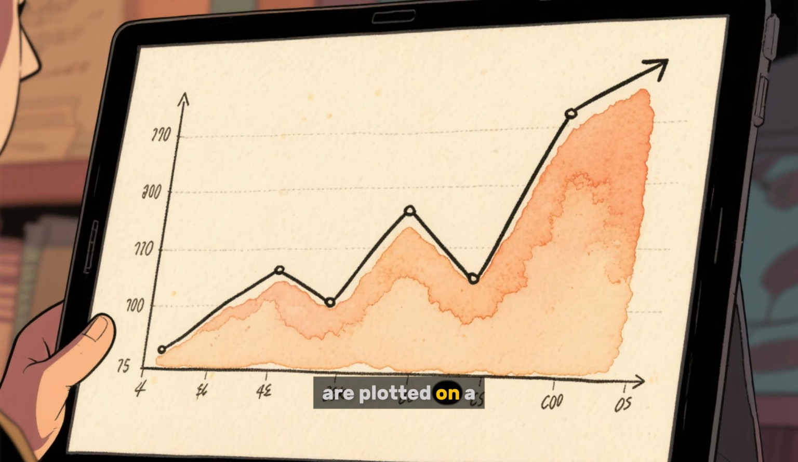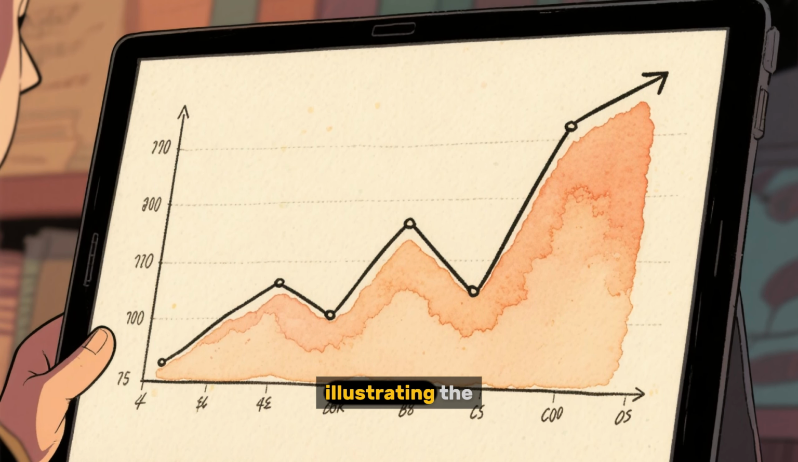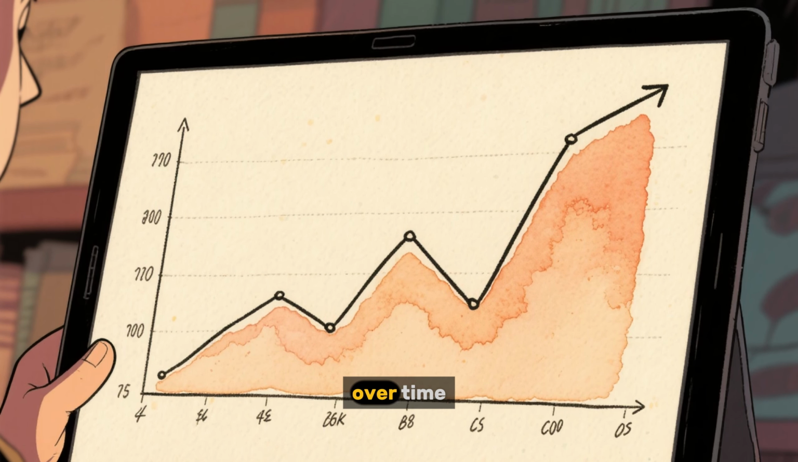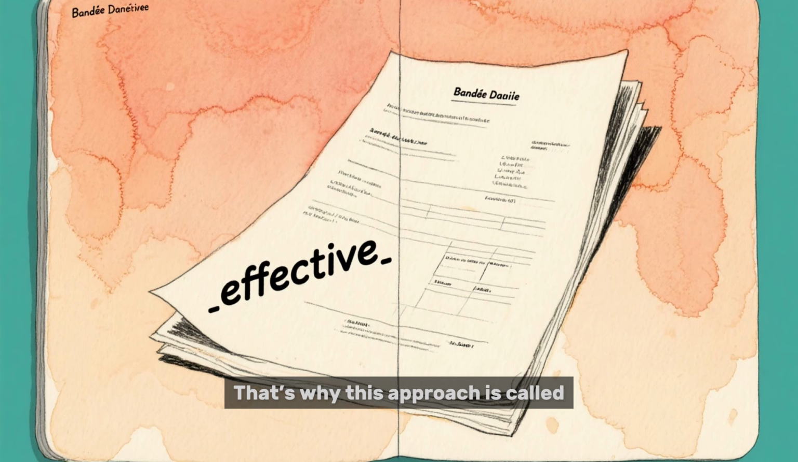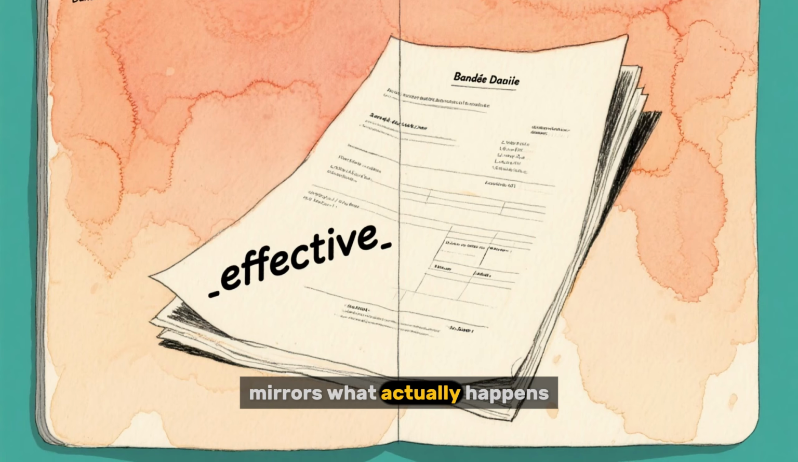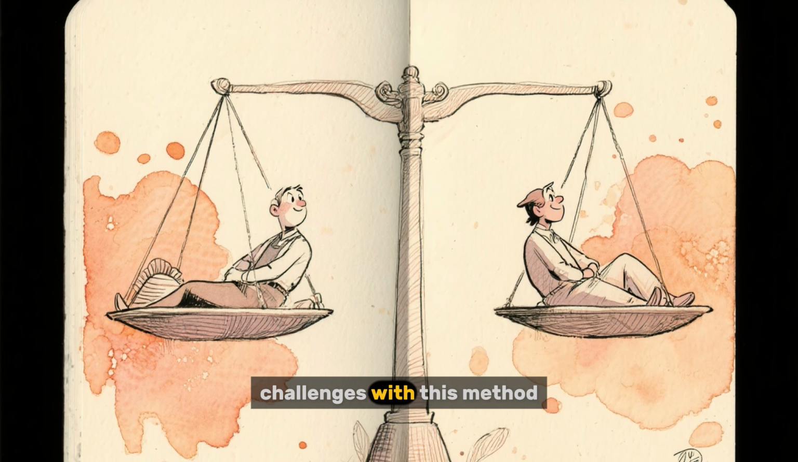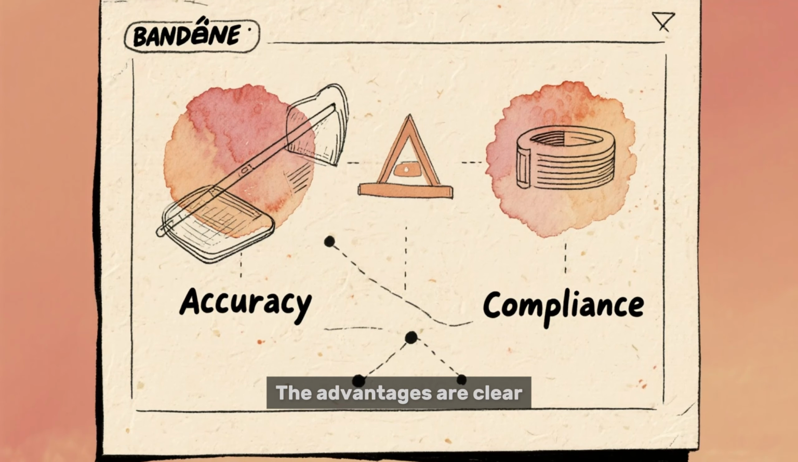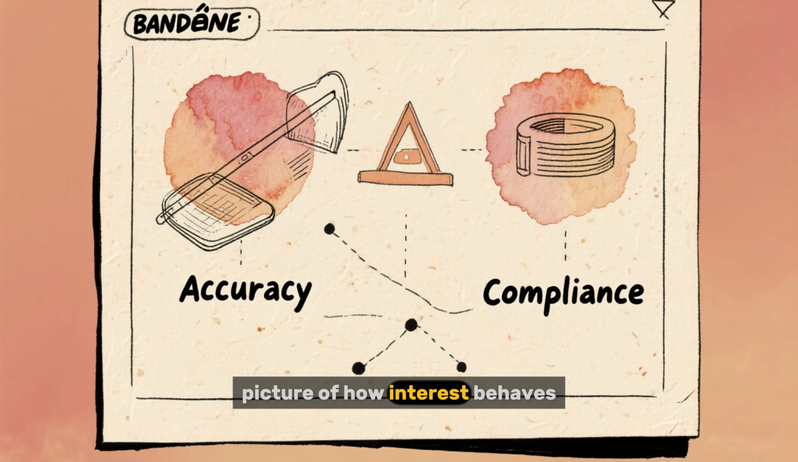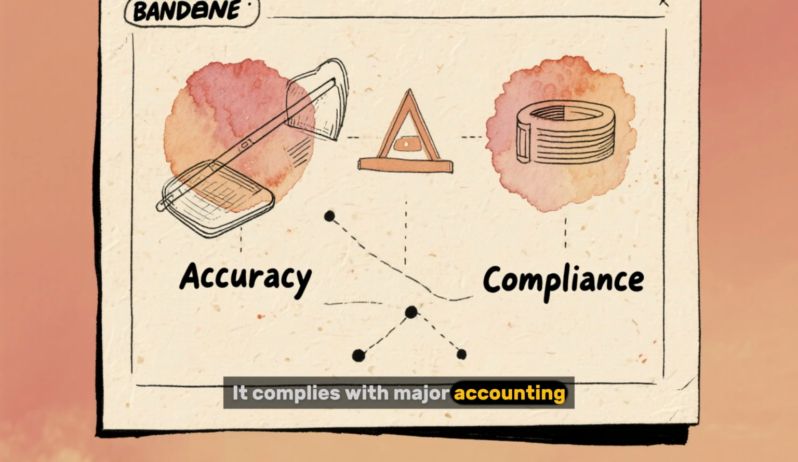When these amounts are plotted on a chart, the line curves downward, illustrating the real cost of borrowing declining over time. That's why this approach is called effective. It mirrors what actually happens in your loan statement. Now, there are advantages and a few challenges with this method. The advantages are clear. It gives the most accurate picture of how interest behaves. It complies with major accounting standards.